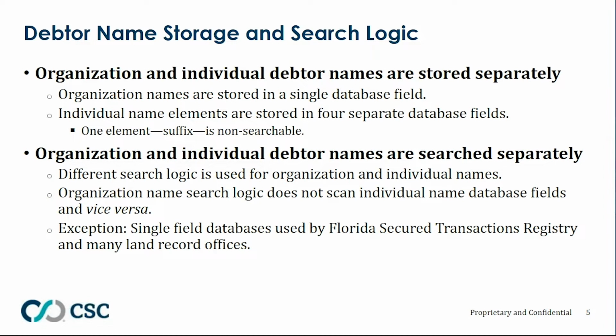There are some exceptions out there. Florida, for example, and many offices that are based on land record systems, such as Washington, D.C., may use a single field for both debtor and organization names, but they're the minority. At the state level, for the most part, they all use different database fields for the different types of debtor names.